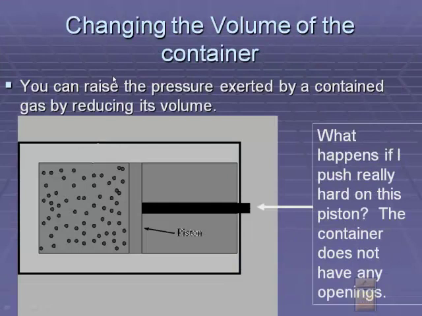Changing the volume of the container. You can raise the pressure exerted by a contained gas by reducing its volume. So if I push down on this piston, assuming that there's no leaks or anything on this container, if you press down, it'll give the gas particles less room to roam about, which will inevitably increase their pressure.